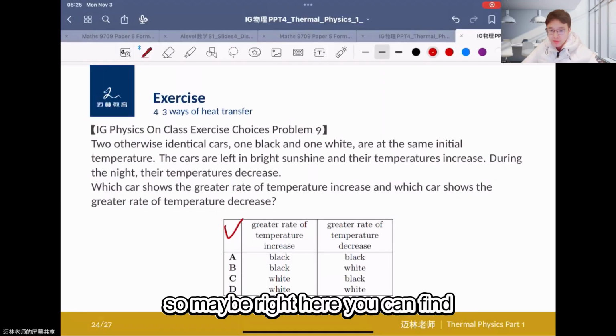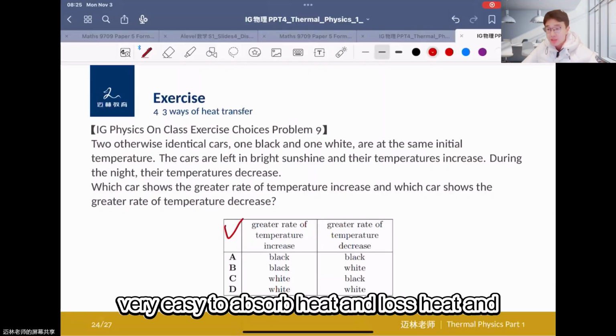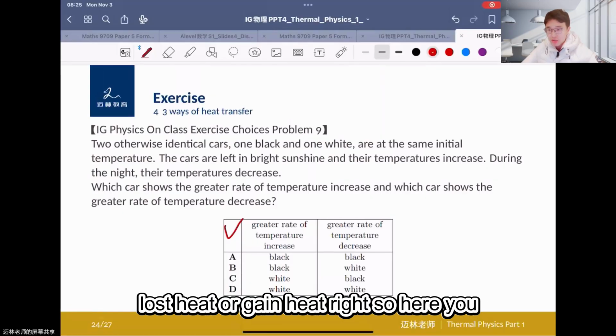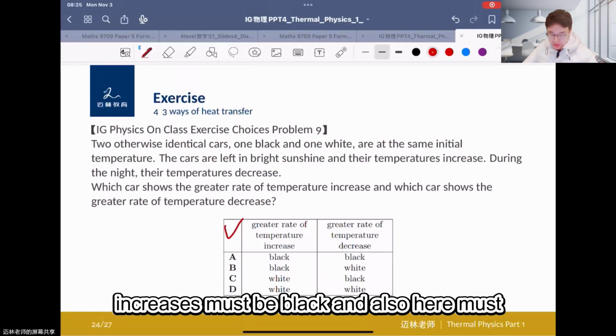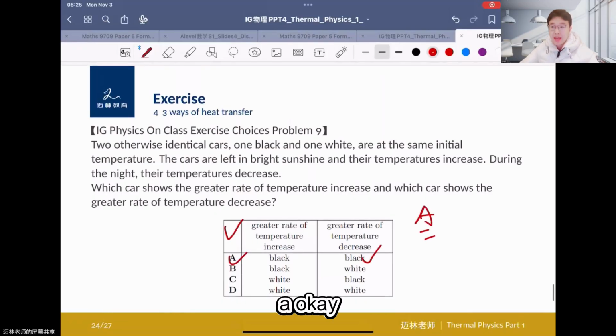So maybe right here you can find we have already talked before that black is very easy to absorb heat and lose heat, and white or silver color is very hard to lose heat or gain heat, right? So here the greater rate of temperature increase must be black, and the greater rate of decrease must also be black, right? So here we're choosing A, okay?